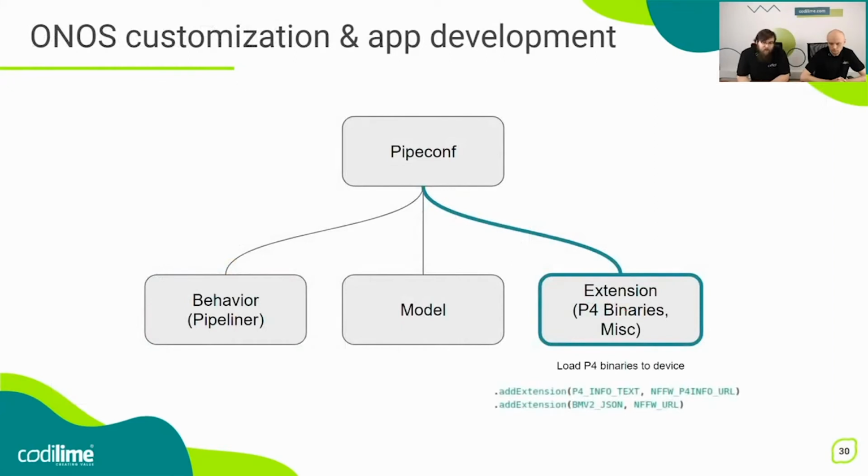The last part is the extension of the pipeconf object. In this case, we determine which files specific for a given data plane have to be used. Of course, in our pipeconf object.